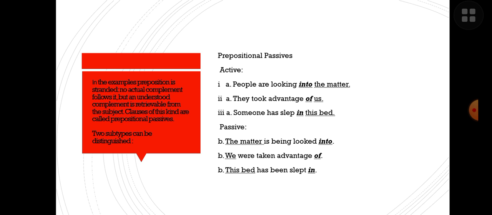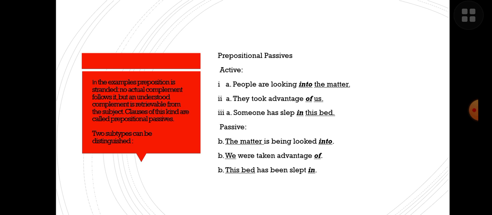Prepositional passive. Active: people are looking into the matter. They took advantage of us. Someone has slept in this bed. And passive: the matter is being looked into. We were taken advantage of. This bed has been slept in. In the examples, the preposition is stranded. No actual complement follows it, but an understood complement is retrievable from the subject. Clauses of this kind are called prepositional passives.